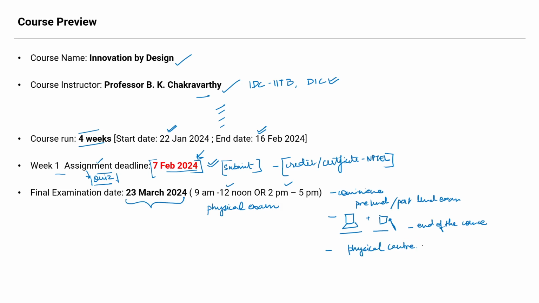आपको एक physical center में जाना पड़ेगा, just like your class 10th and 12th board examination. You'll have to go to a physical center, but there is a lot of convenience given. You can choose the city you want based on a certain hierarchy, and you'll be allotted a particular city, and you'll have to go with the admit card to appear for the examination.